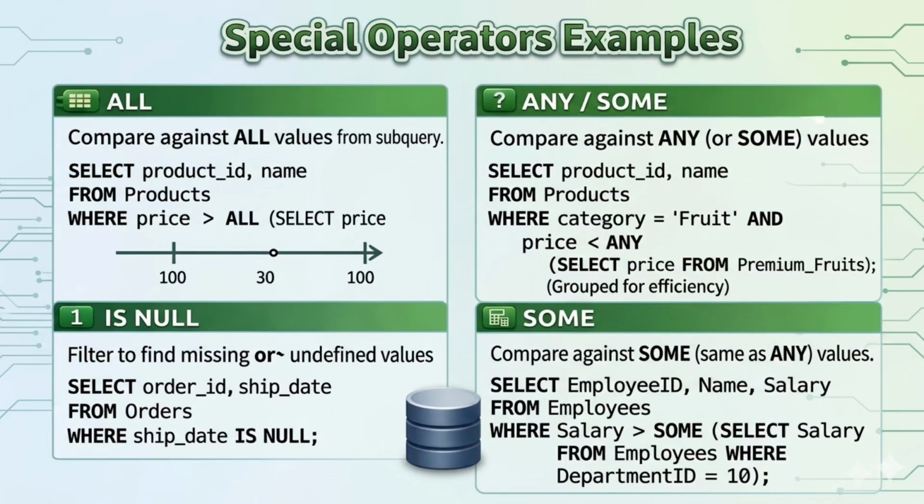Let's begin with ALL. This operator compares a value against all values returned by a subquery. For example, retrieving products where the price is greater than every price from competitors.